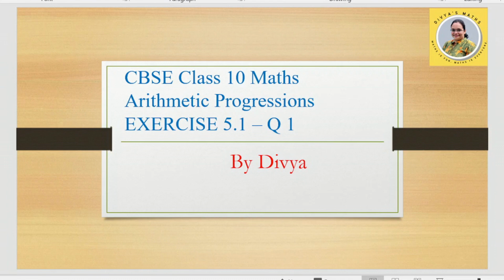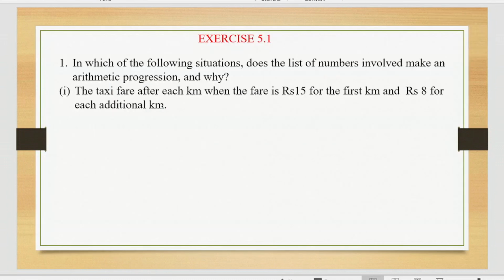So let's get started. So let us see the first question. He has given us a few situations, a few scenarios. We need to find if they make an arithmetic progression. So the first question is the taxi fare after each kilometer when the fare is rupees 15 for the first kilometer and rupees 8 for each additional kilometer.